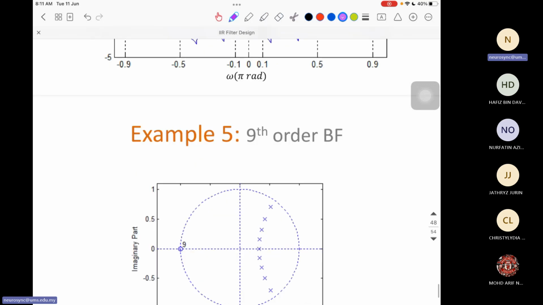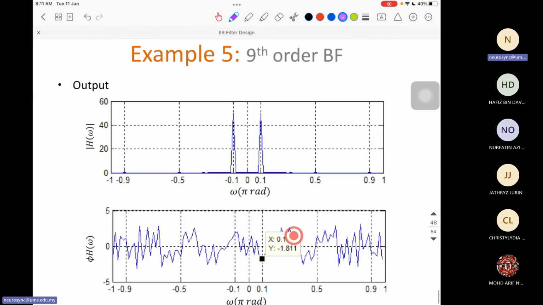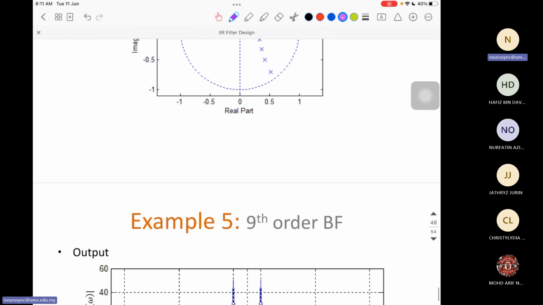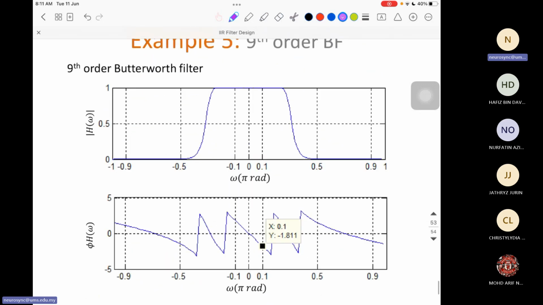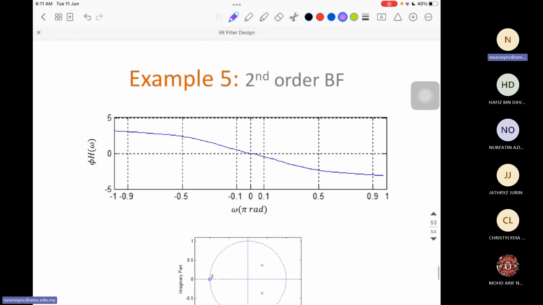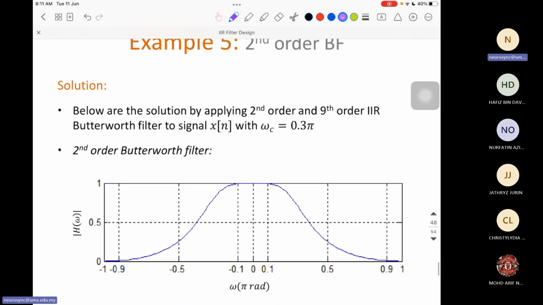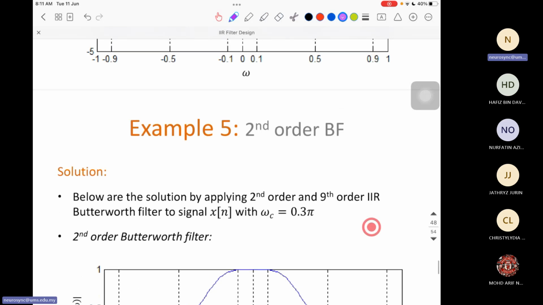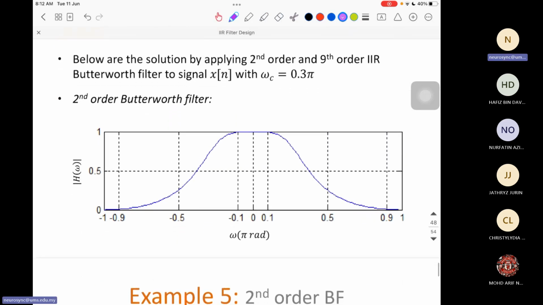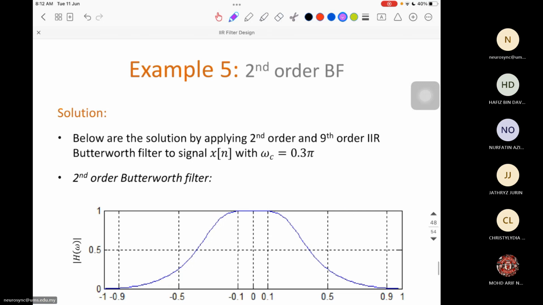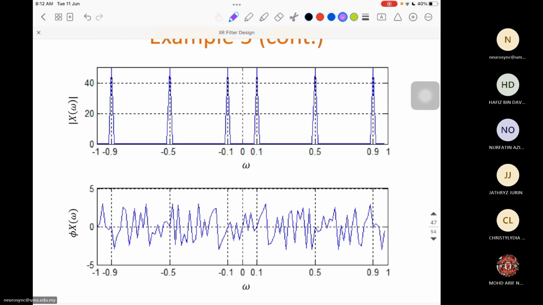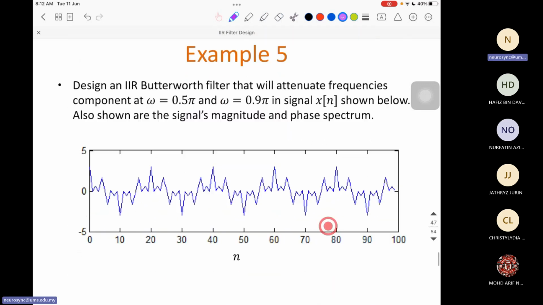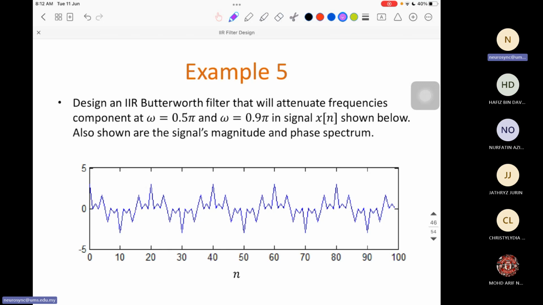This is a little bit complicated example. Here basically the design is given with different order Butterworth filters. The specifications are given in the graph, that is the magnitude plot and the phase plot. Now what is asked here is to design an IIR filter.